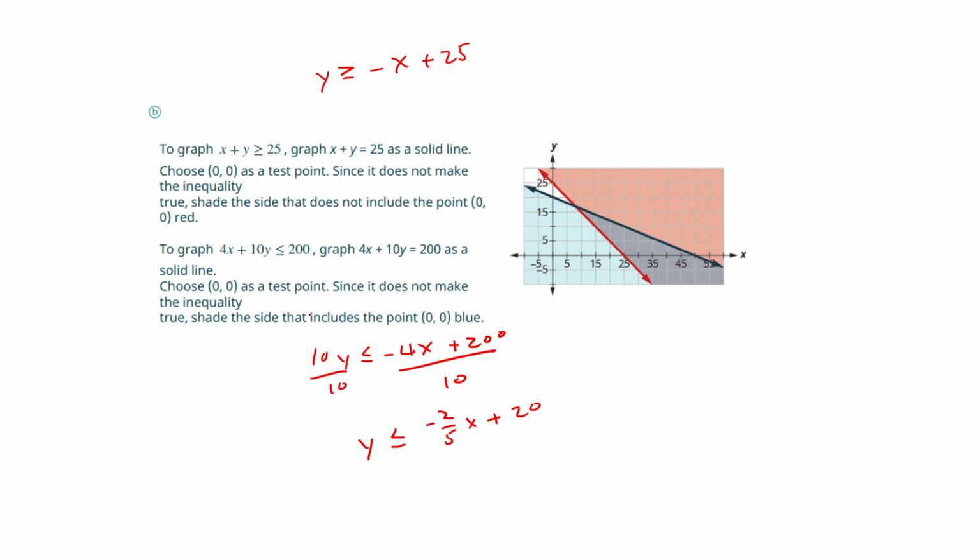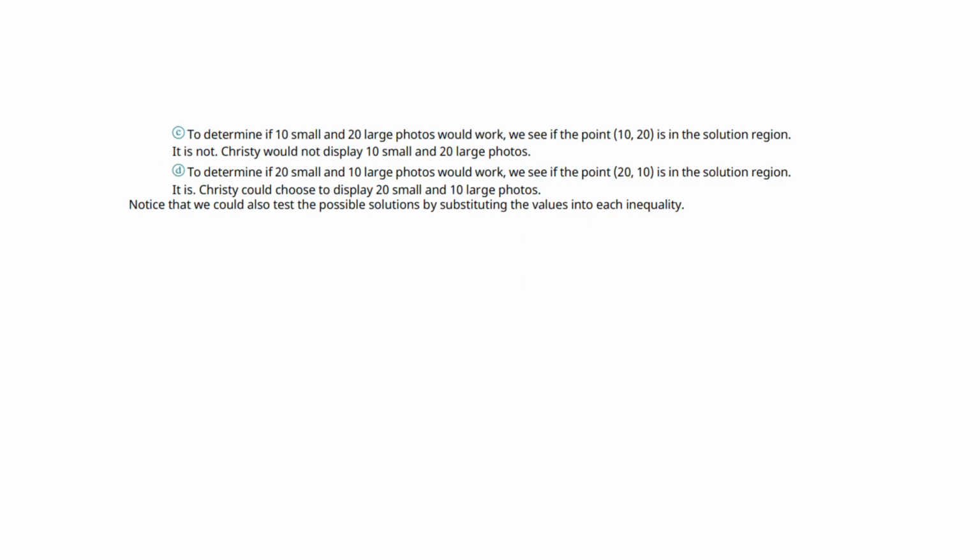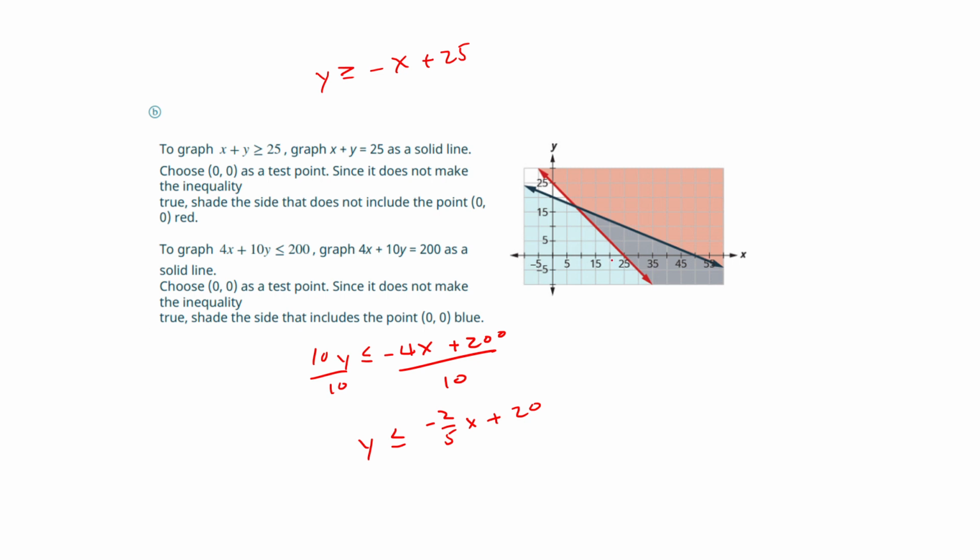Now they're talking about using test points to figure it out, and while that would work, you could just test to see if it makes an equation true. I think what I'm doing here is much easier. Now they want to know if 10 small and 40 large is in her solution region. So if this would be an option for her to display.